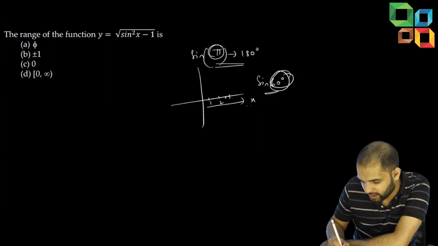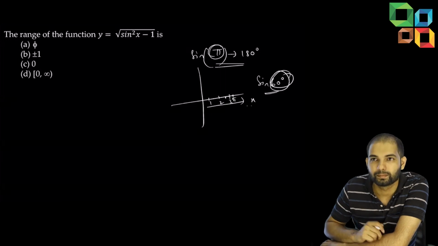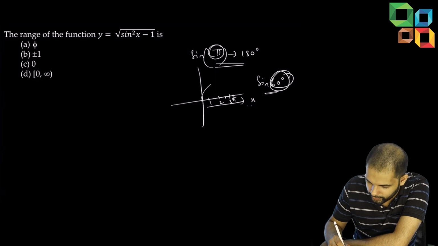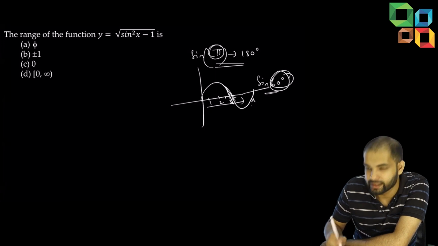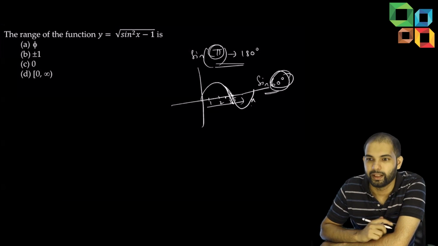So pi is somewhere here, sorry, a bit greater than 3, somewhere here. So this is pi. Sine pi is 0, we know that, right? So this is the graph you get. This is for radians. Is it fine?